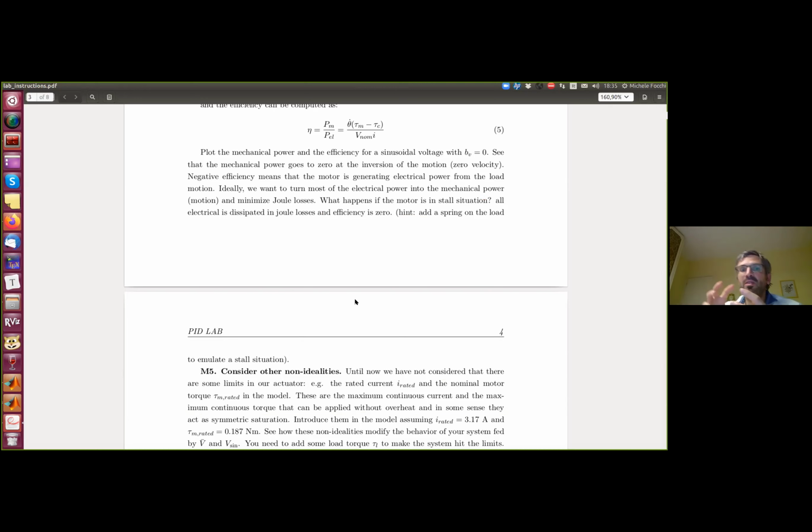because if you add a spring on the load, that will compress as the load moves, the force will increase, and you arrive at a point in which you have exactly the load torque that equilibrates, for which there is an equilibrium with zero velocity. So just a hint.